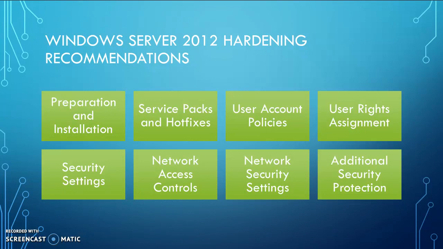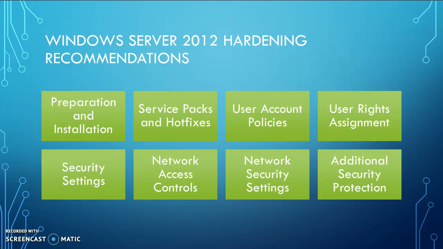Some network access controls that you can utilize would be to disable anonymous SID/name translations. You also want to not allow Everyone permissions to apply to anonymous users. You want to know who's within your system. You don't want to just have a bunch of anonymous users in your system. That way you can better track who's doing what.